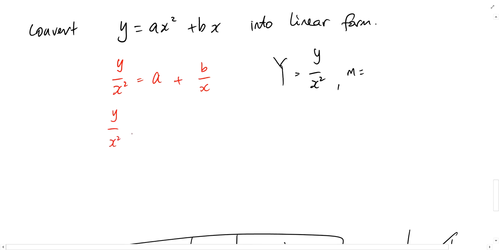Y over x squared equals to b over x plus a. Now tell me, big Y is quite clearly y over x squared. What is the gradient? Either way, can X be 1 over x? Can. So Darius gave you the answer already. X is 1 over x. What is m? B. What is c? This is another option, isn't it?